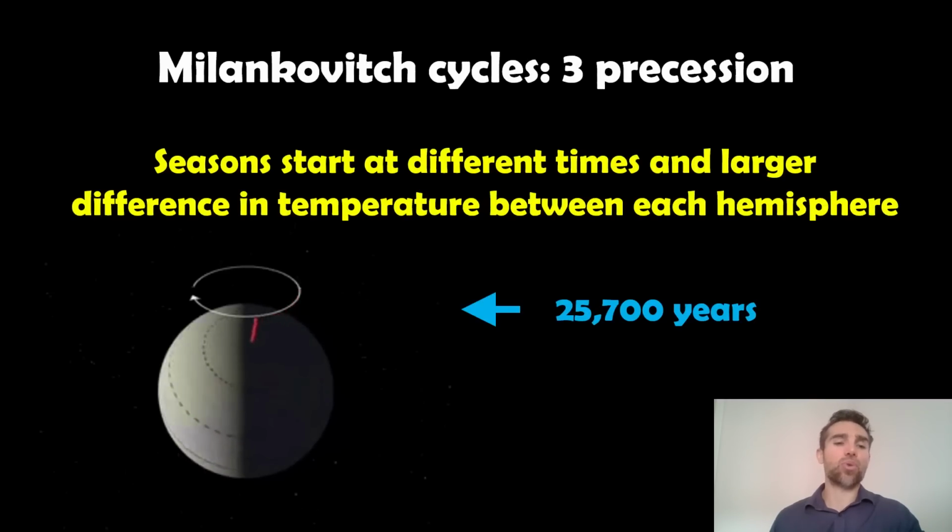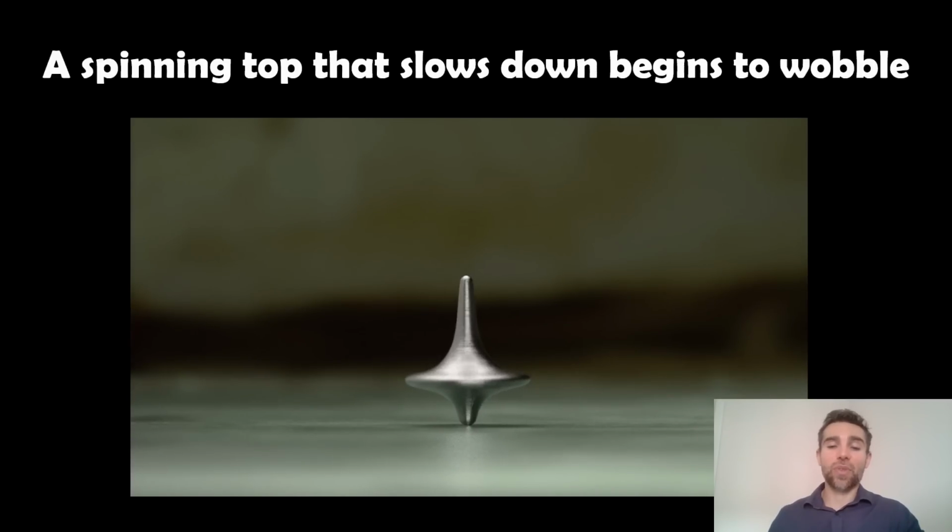And we also have precession of that axial tilt as well, and that's on a shorter time frame of just under 26,000 years. Now what happens here is the seasons start at different times, and you get a larger difference in temperature between each hemisphere. So again, it relates to your seasons. It changes when they occur, and then you get larger differences between your northern and southern hemisphere because it fluctuates. You have to think of these things like a spinning top, basically. If you've got a spinning top, as it slows down, it begins to wobble. Same sort of thing is occurring with Earth, really.